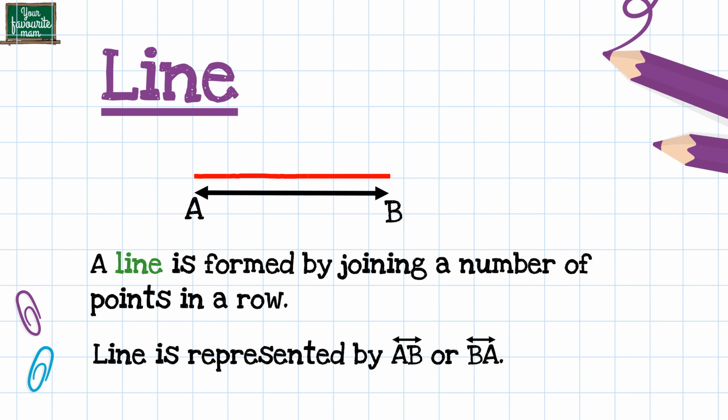A line is represented by AB or BA with a double-sided arrow over it. So basically in geometry, a line can be defined as a straight 1D figure that has no thickness but extends endlessly in both directions.